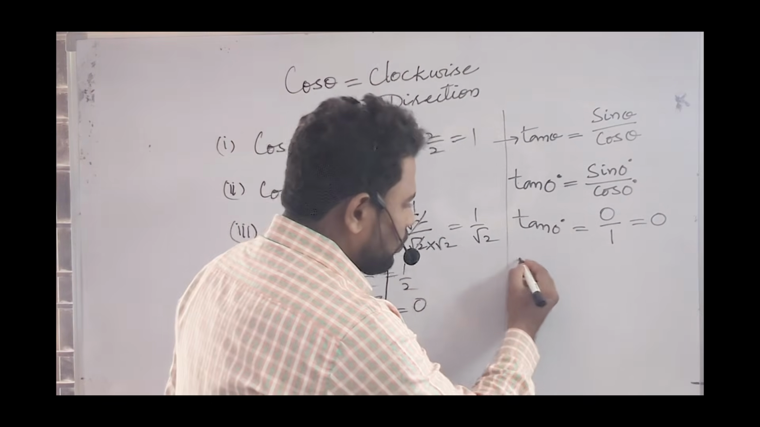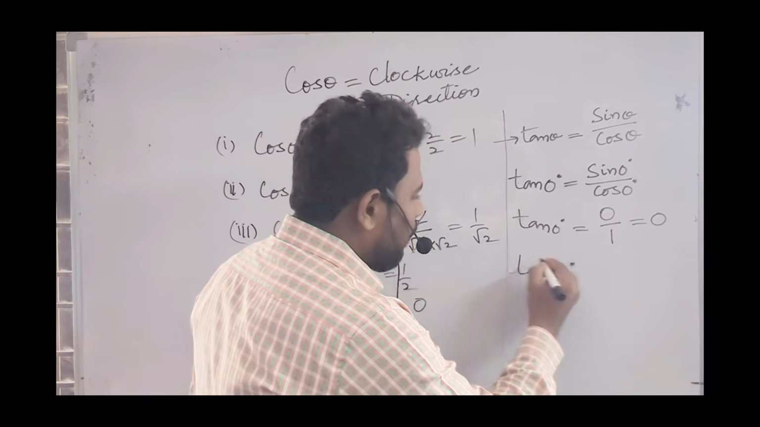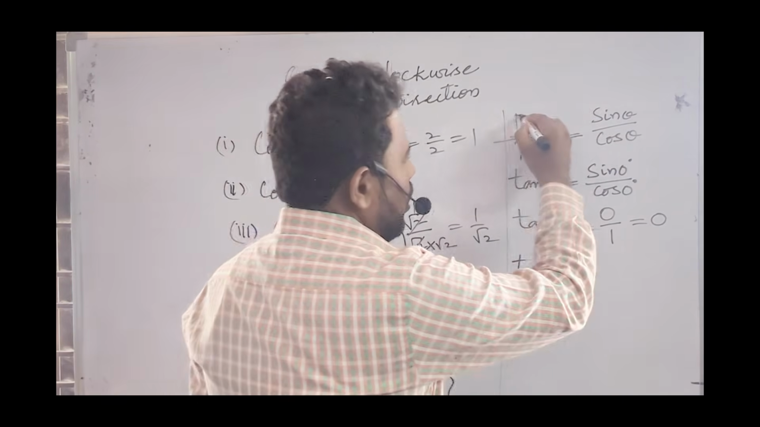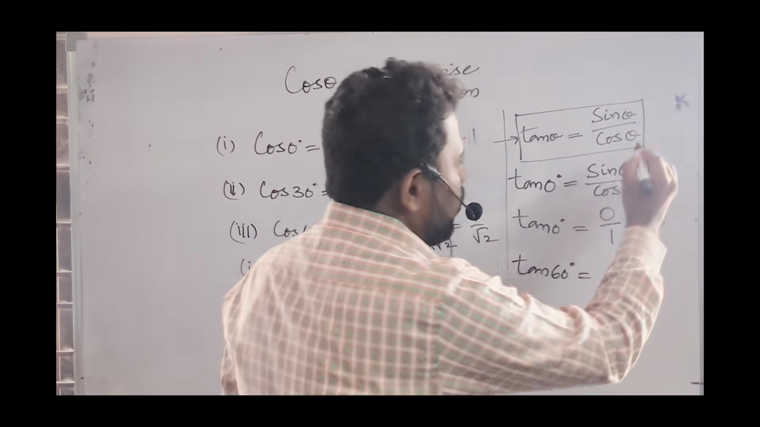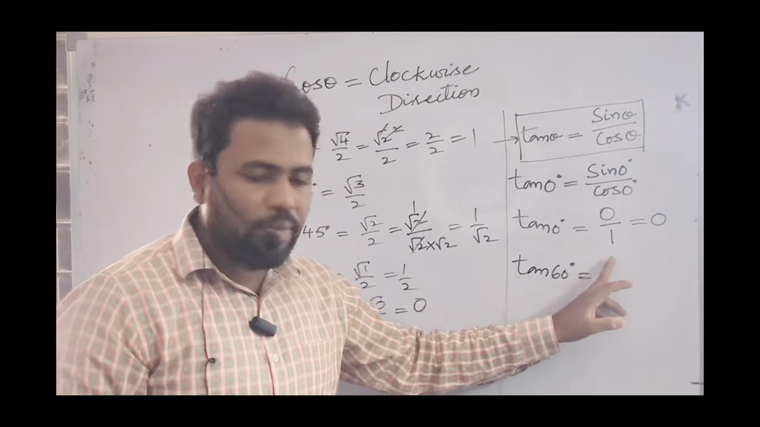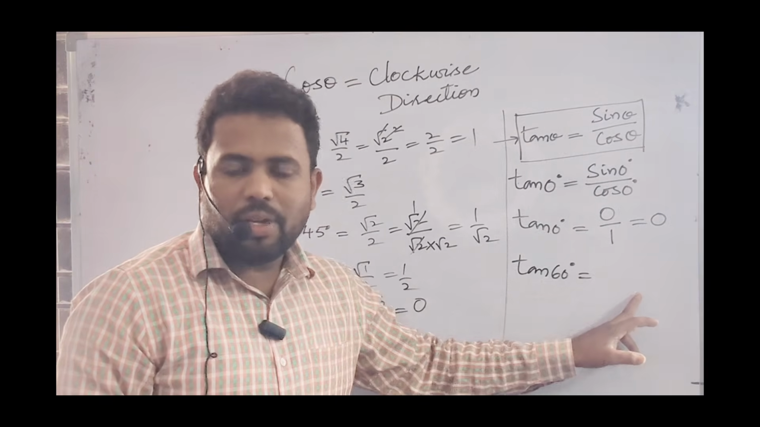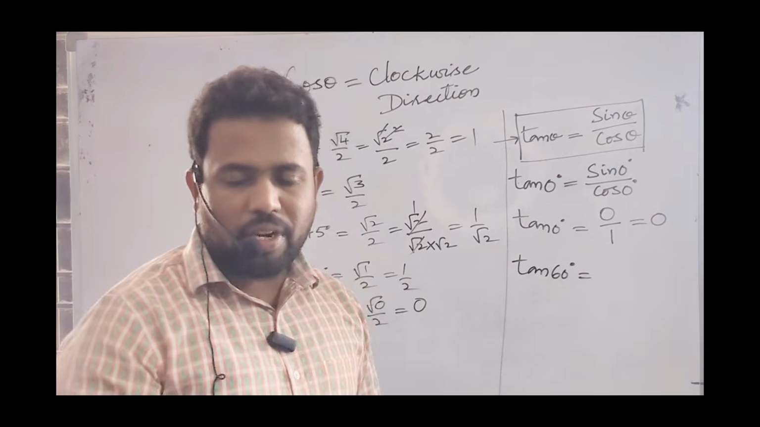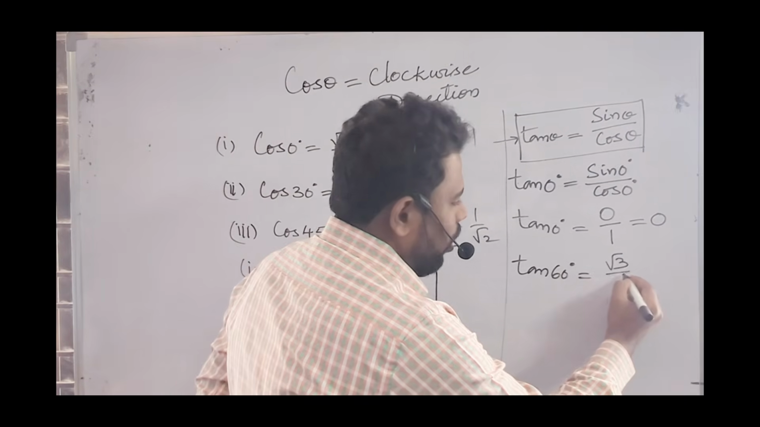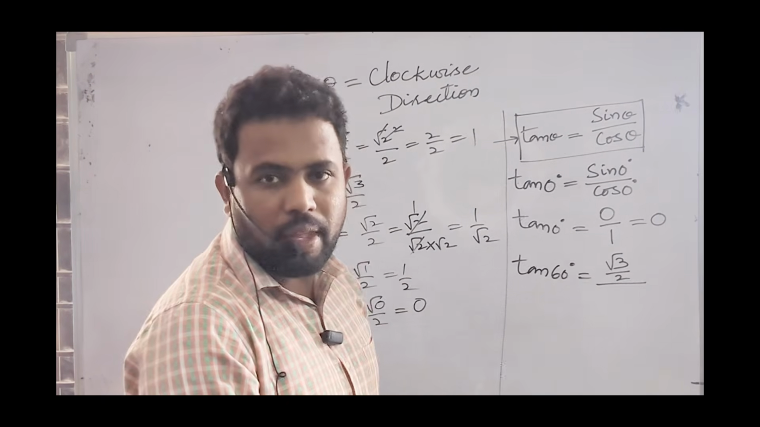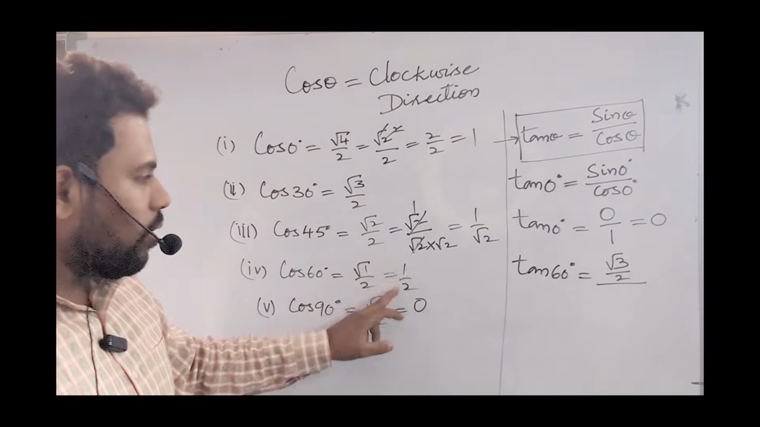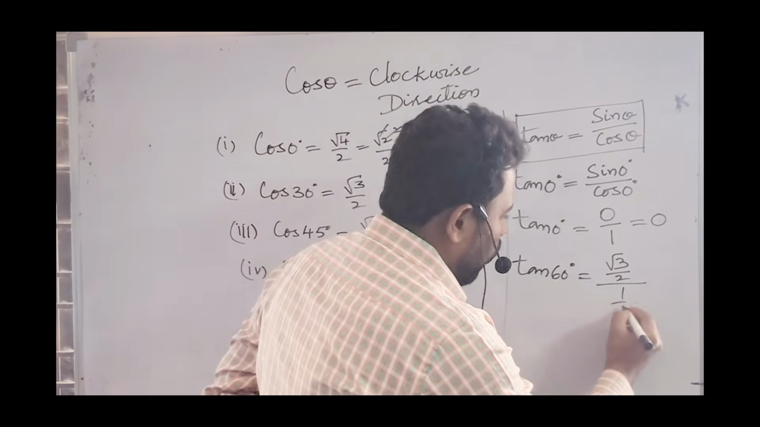Or if I take tan 60 degree, then we have to divide as per the formula. This is a formula: tan theta equals sin theta by cos theta. As per the formula, we have to divide sin 60 degree by cos 60 degree. What is sin 60 degree? Root 3 by 2. So I'm writing root 3 by 2 divided by cos 60. What is cos 60? 1 by 2.